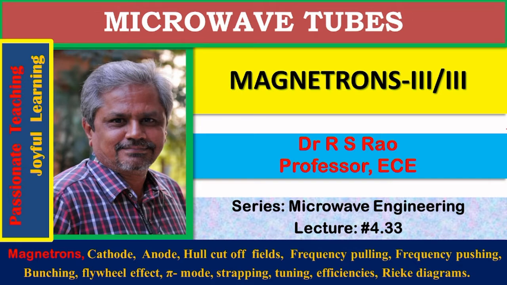Several varieties of magnetrons are there, but the type, the variety, the category that is in use at present is the one which is called cavity magnetron or cylindrical magnetron or conventional magnetron. It is a diode consisting of cathode and anode.